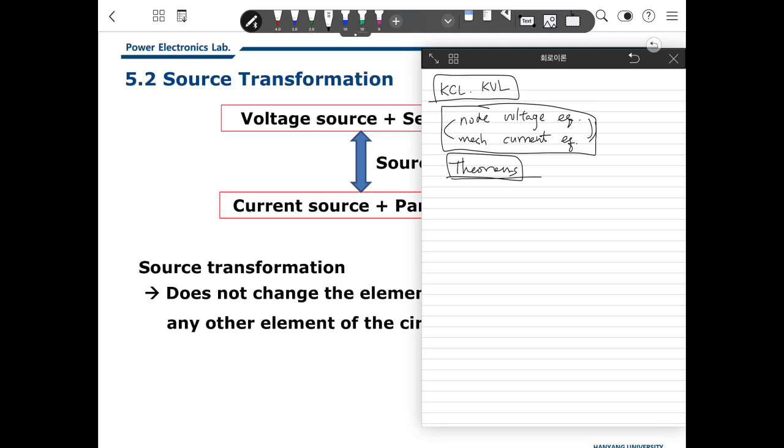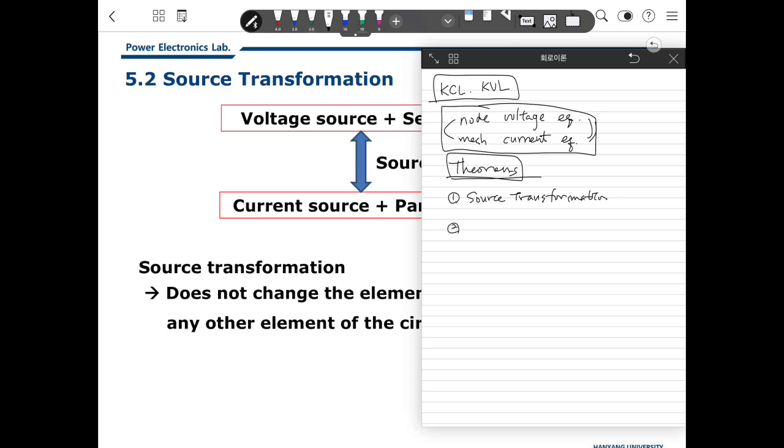In chapter 5, we will deal with source transformation. That is about changing the voltage source to the current source, or the current source to the voltage source. In some cases, the voltage source is preferred to analyze the electric circuit, or the current source can be easier to analyze the electric circuit. So in that case, we can transform the voltage source and current source into each other.